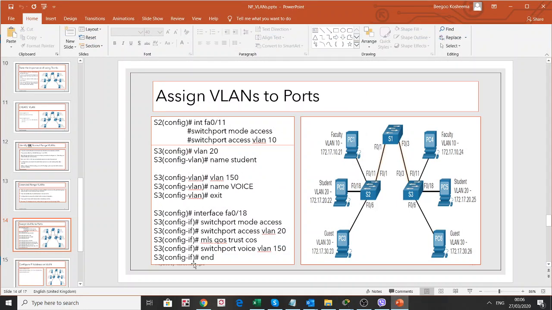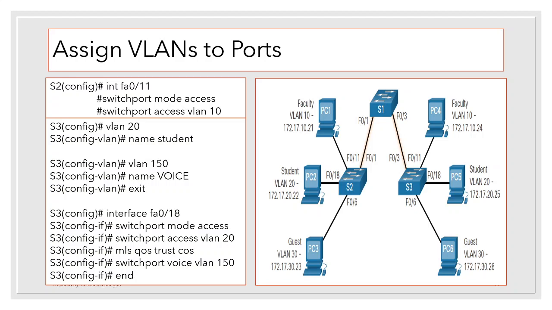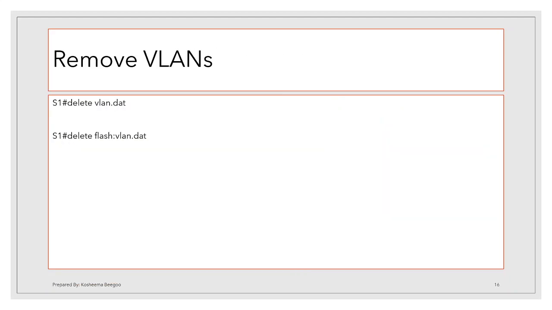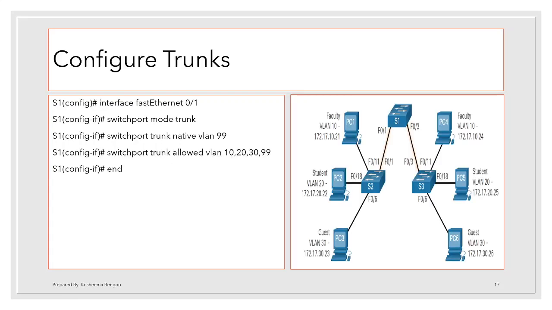So here we have defined how we configure the voice VLAN. Okay, next we have here. I have already explained that. How we remove a VLAN, I've shown you. You can write either delete vlan.dat or delete flash:vlan.dat. And trunk, I've just shown you how to do it. And that's it for today's session. Thank you.